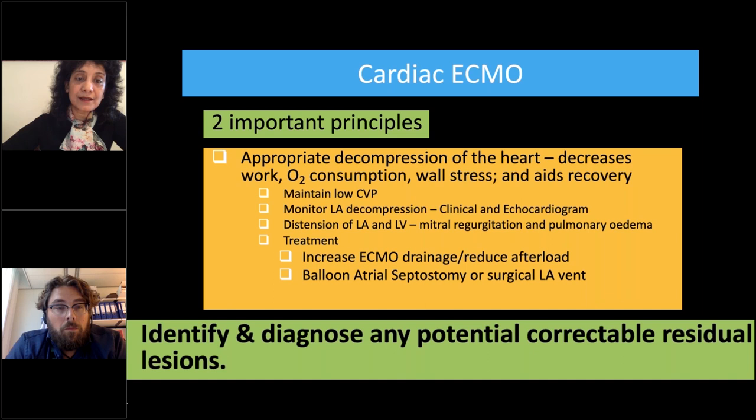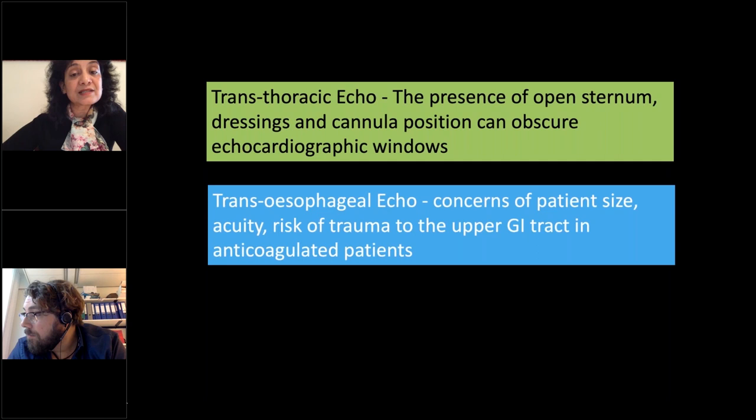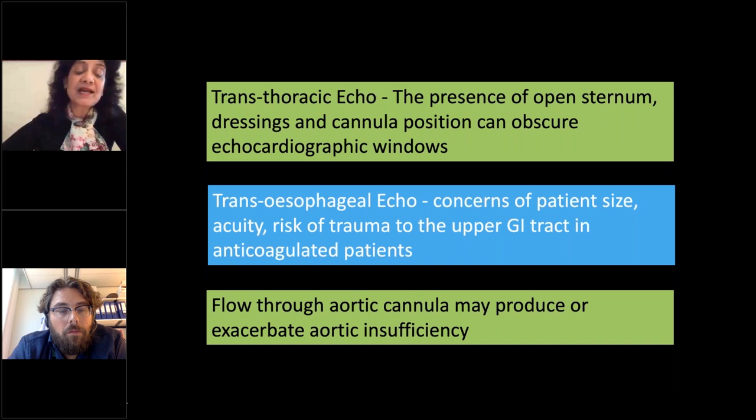So how do we diagnose and manage any residual lesions? The most common that we use is transthoracic echo. However, the presence of an open sternum, dressings, and the cannula position can obscure echocardiographic windows. Transesophageal echo is also a potential way to identify any problems. However, concerns are patient size, acuity, as the ECMO patient is a very sick patient, and risk of trauma to the upper GI tract in an anticoagulated patient. And also remember that flow through the aortic cannula may produce or exacerbate aortic insufficiency, which means that this has to be borne in mind whilst interpreting flows and gradients.